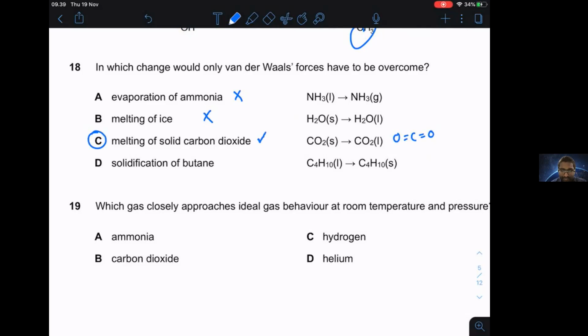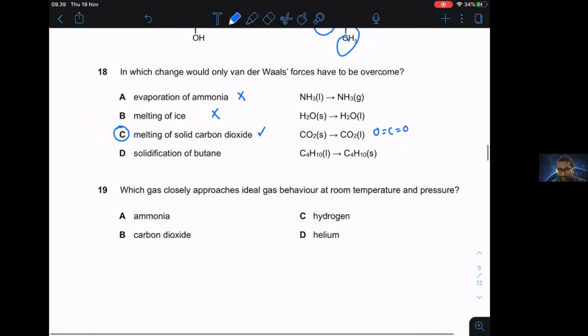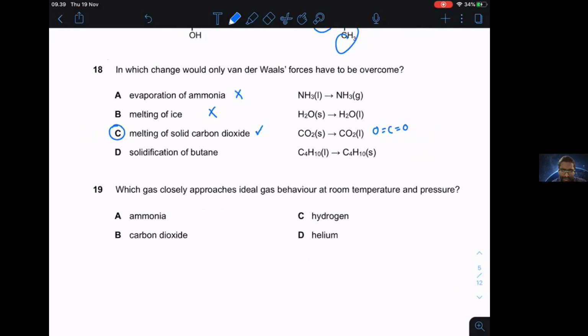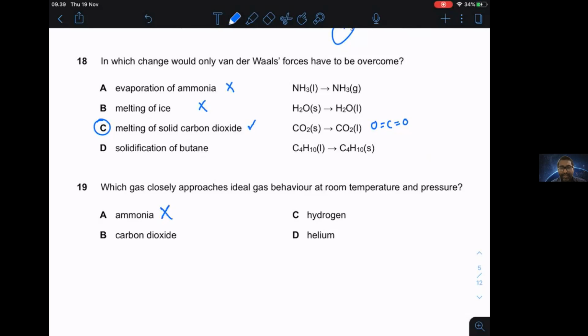Okay, which gas most closely approaches ideal gas behavior at room temperature and pressure? If you look here, ammonia definitely will not be the answer. Carbon dioxide is non-polar, hydrogen is non-polar, helium is non-polar. So let's look at the intermolecular forces over here. We don't want a lot of intermolecular forces. Carbon dioxide, compared with hydrogen and helium, will not be considered because it's slightly bigger and has more electrons. Now if you look at hydrogen, hydrogen exists as H2, so each of them has 1 electron.